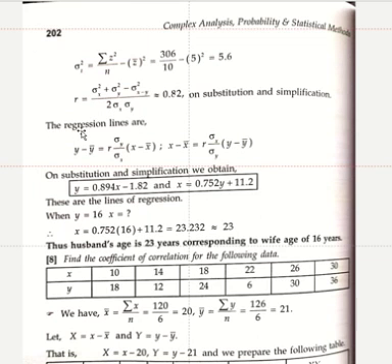Next we need to find the lines of regression. Y minus y bar is equal to r into sigma y divided by sigma x into x minus x bar, and x minus x bar is equal to r into sigma x divided by sigma y into y minus y bar. Substituting the values of y bar, r, sigma y, sigma x, and x bar, we get y is equal to 0.894 into x minus 1.82, and x is equal to 0.72752 into y plus 11.2. These are the lines of regression.